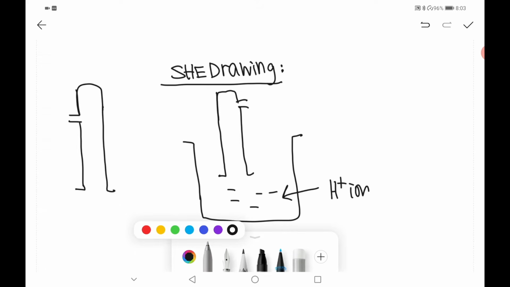Because the hole will allow us to put in the gas. So this hole will allow us to put in the hydrogen gas. We let the hydrogen gas flow into the tube. So that's why we need the hole. If we don't have the hole, the hydrogen gas cannot go in. So this is something very, very important.